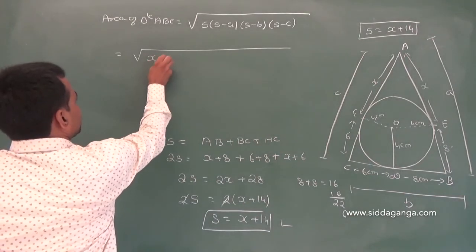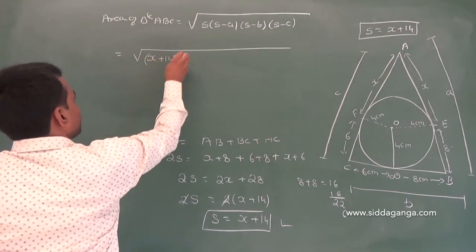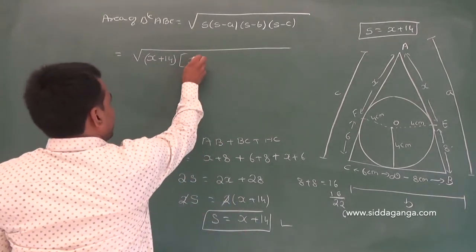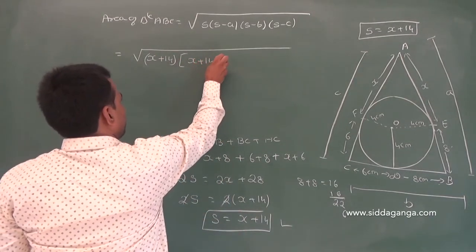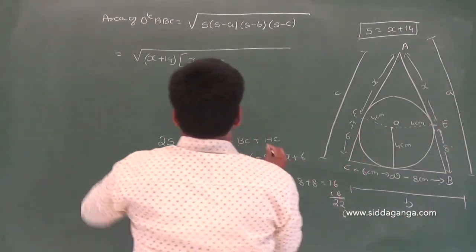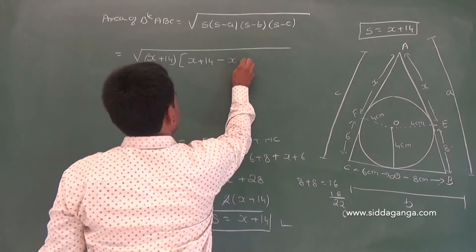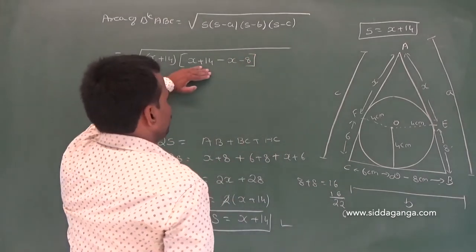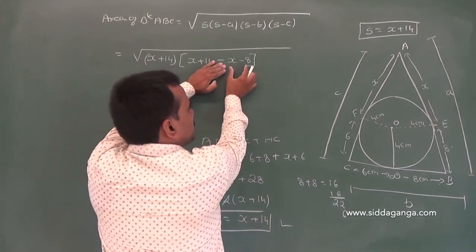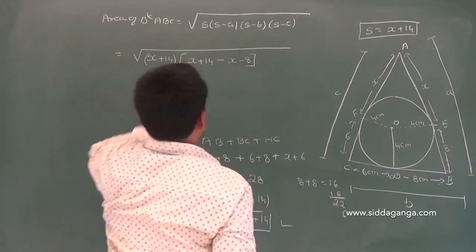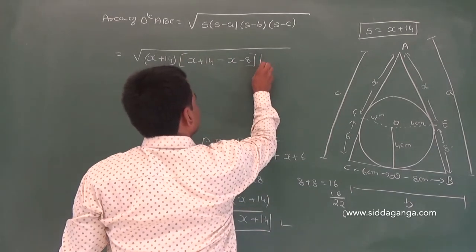x plus 14. One by one, we carefully substitute. s minus a: x plus 14 minus a. a means what? x plus 8. Minus x minus 8. Plus into minus is minus. x plus 14 minus x plus 8, which gives 6. This is over.